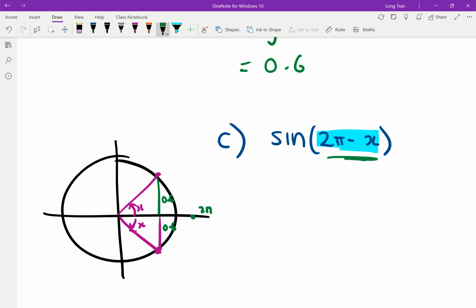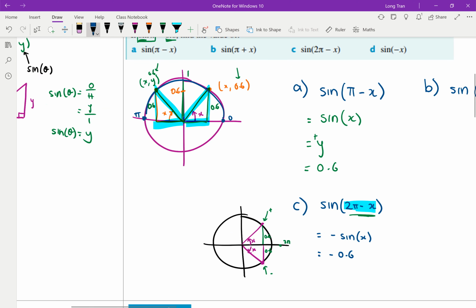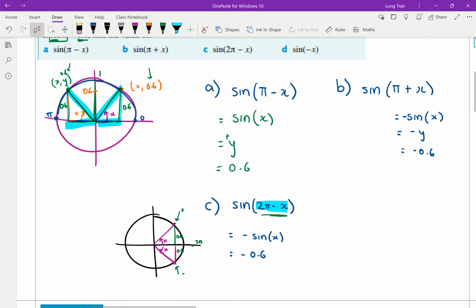But what's the difference between the two? Well, one's a positive y value, and this one is a negative y value. That's why you can say the value here must be the same as negative sine of x, which is negative 0.6. So I'm hoping this helps you understand.